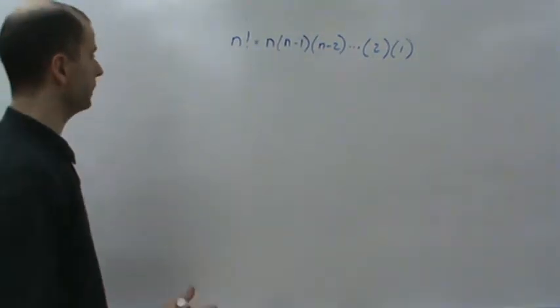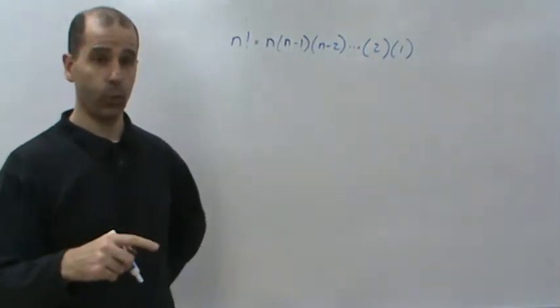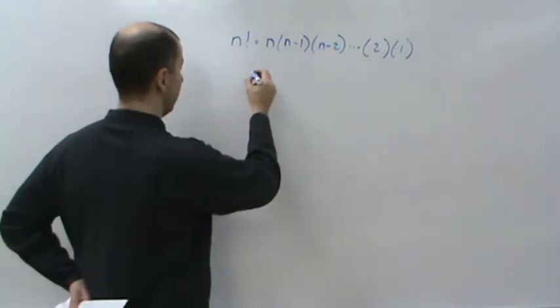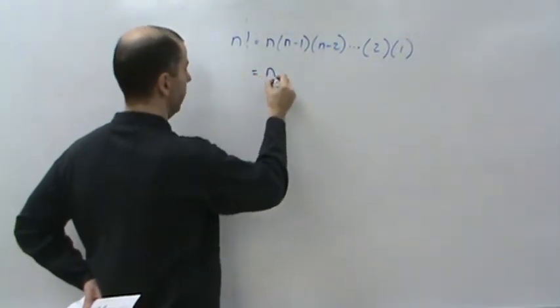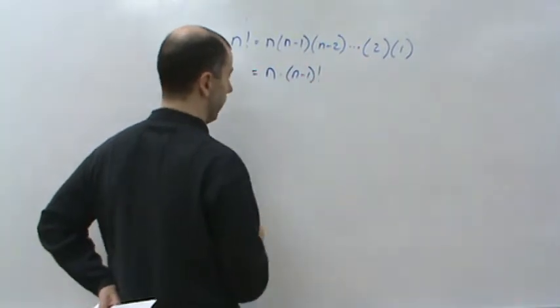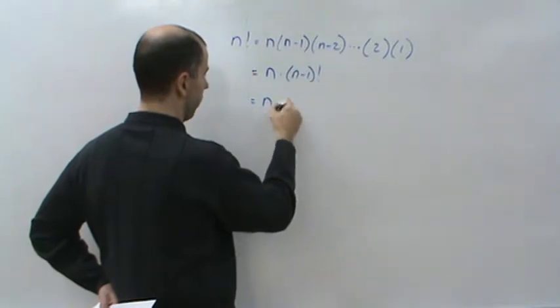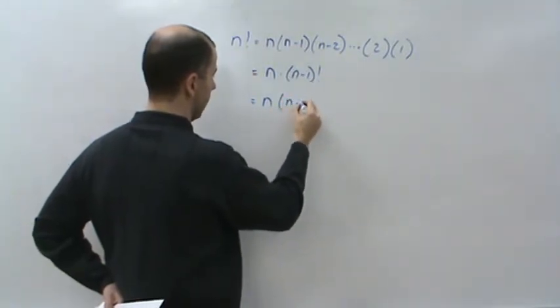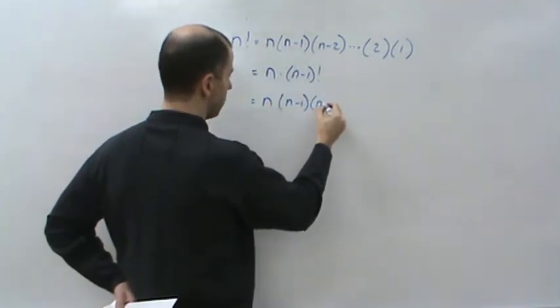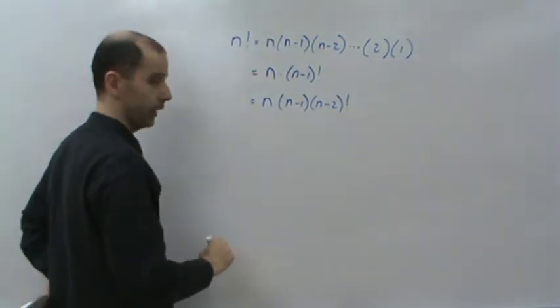Now, here's a couple of things that we could do. Note that we can rewrite n factorial in a lot of different ways. We could write this as n times n minus 1 factorial, okay? Or n times n minus 1 times n minus 2 factorial, okay?